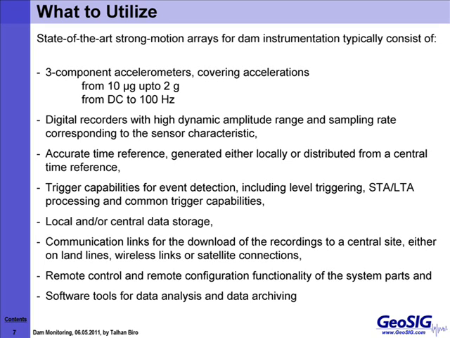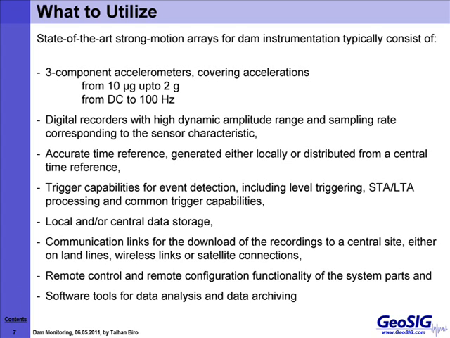From these accelerometers, the signals need to be recorded, so digital recorders need to be used with a suitable dynamic range, amplitude range, and a good sampling rate, so that we can record the corresponding sensor. And then there has to be an accurate time reference. This time reference can be either local to each recorder, or it could be distributed from a central reference. To be highly accurate, this can be based on GPS. Then we have to, of course, consider the trigger capabilities, which means how to detect if there was a seismic event.